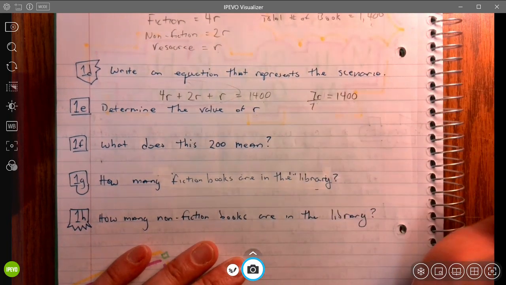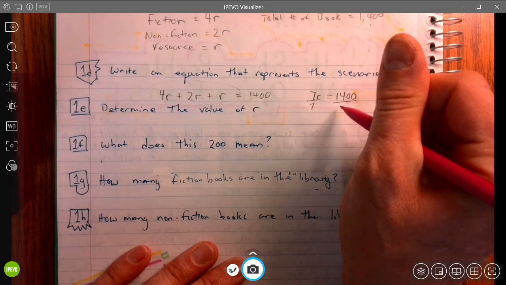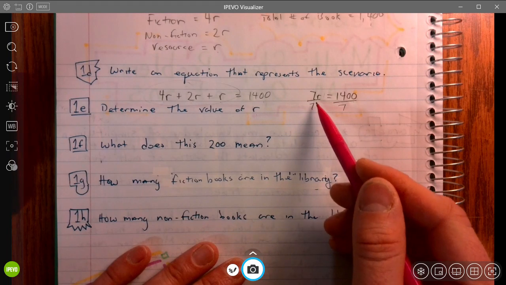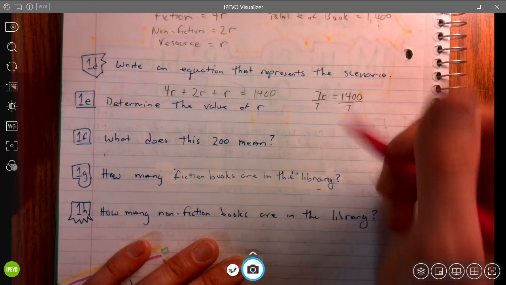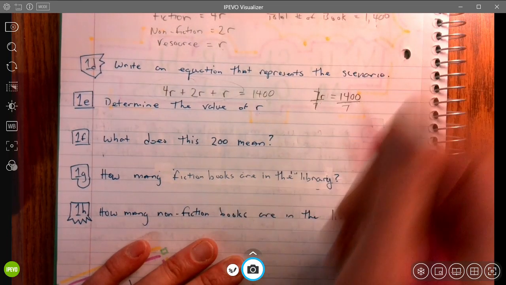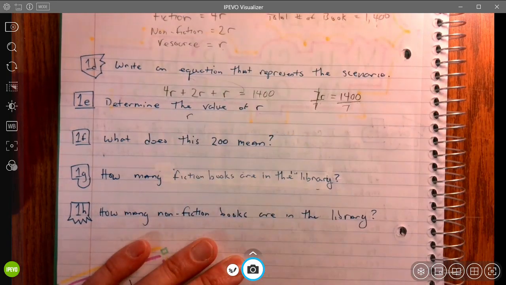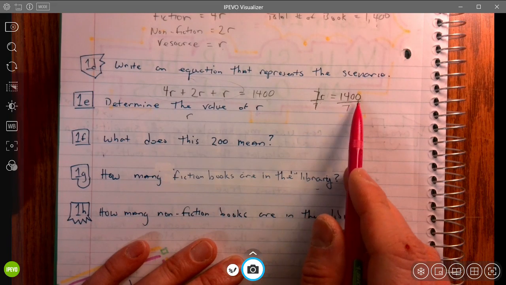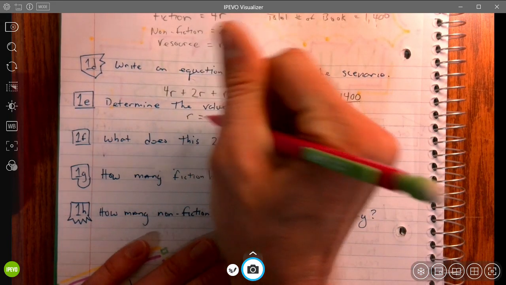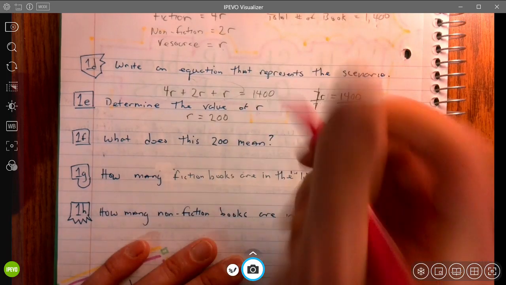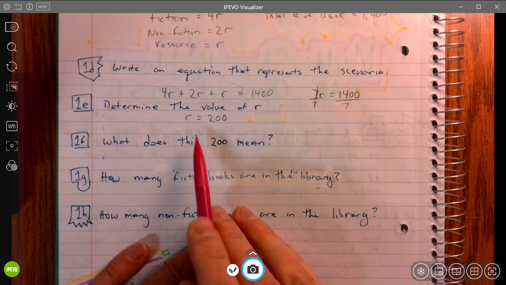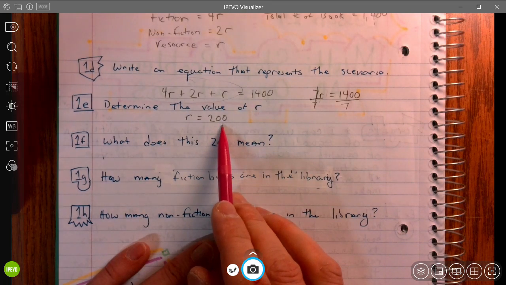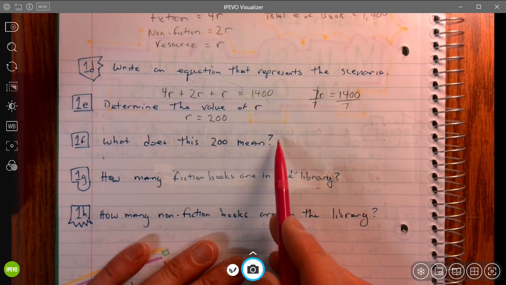So if I divide this side of the equation by 7 and this side of the equation by 7, okay, over here, 7 divided by 7 is 1, so we say that just cancels out, and we're left with just R. And 1,400 divided by 7 is equal to 200. So the value of R is 200, okay? That's pretty easy, all right?